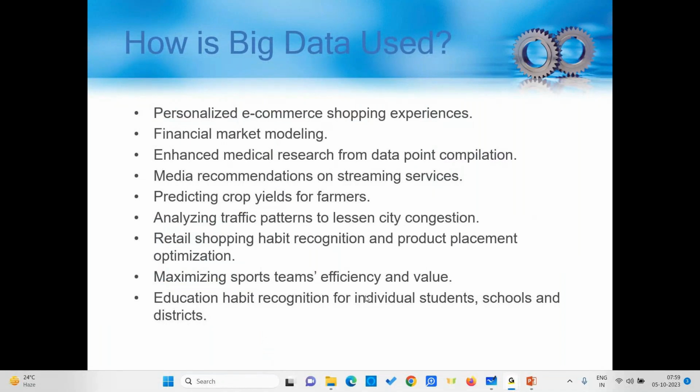Please ask if you have any doubts in today's session. Sir, are data scientist and data engineer both the same or any different? No, a data engineer is different and a data scientist is different.